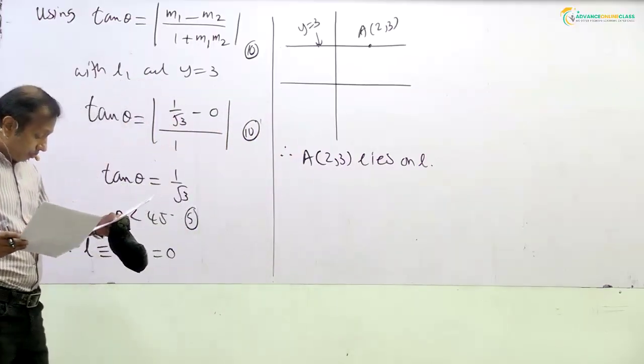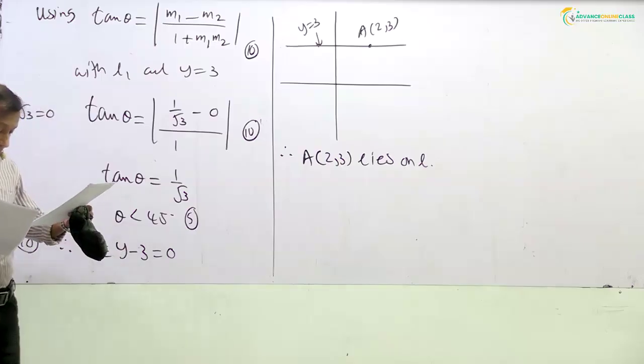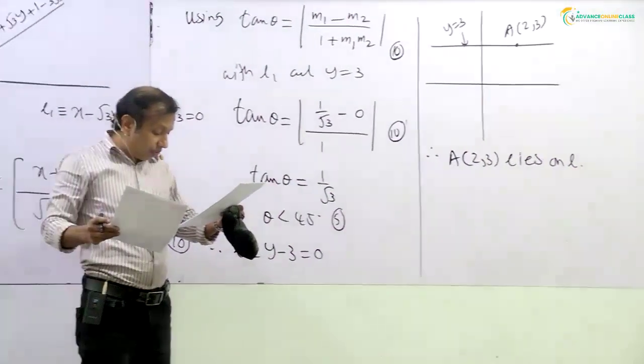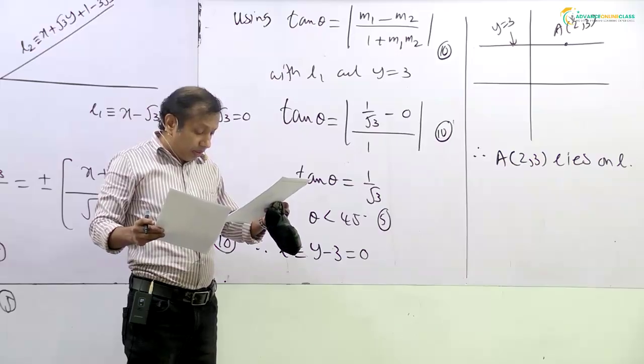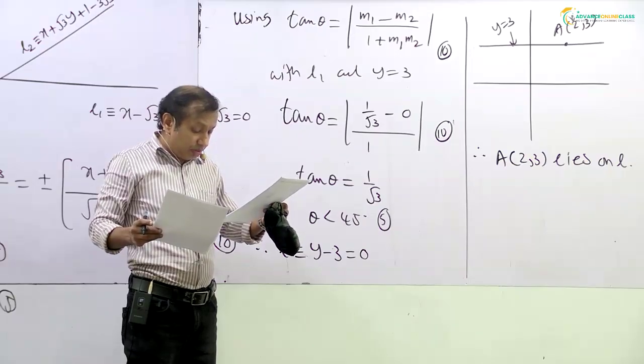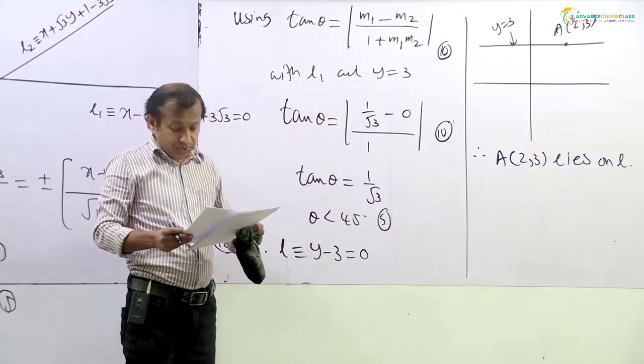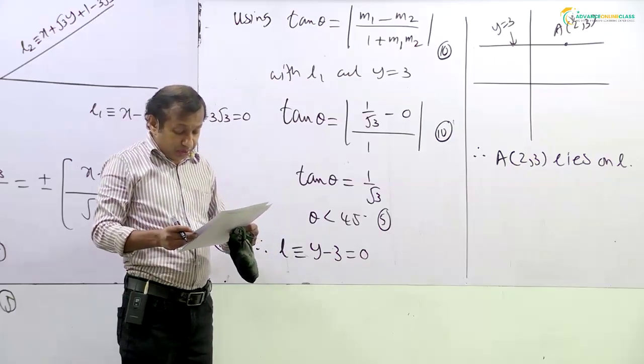Right. What's next? Find the equation of the circle S with center A and the length of the diameter is 3 units. Center A, length of diameter is 3 units.